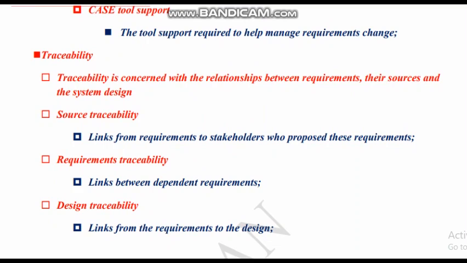Let us see what is traceability. Traceability is concerned with the relationship between requirements, their sources, and the system design. So you trace the relationship between the requirements, the design and the code. You connect all the dots: where this requirement is related to another requirement, where it is used for design, and how you are going to code it.